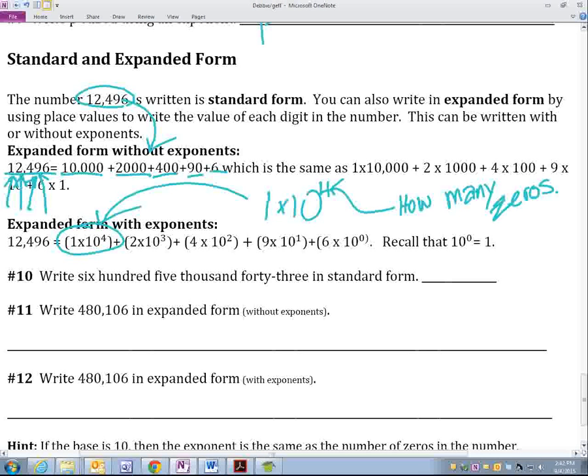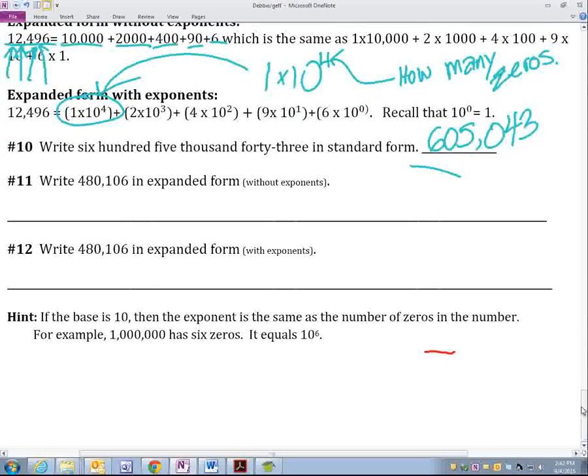Okay. So for this one here is just writing out what you would do. And when you had that, you should have 605,000. Stop talking. 43. And I'm going to write down this answer so you have complete notes and also so YouTube has it. But just write it as I'm going.